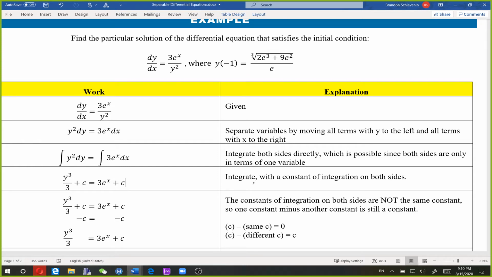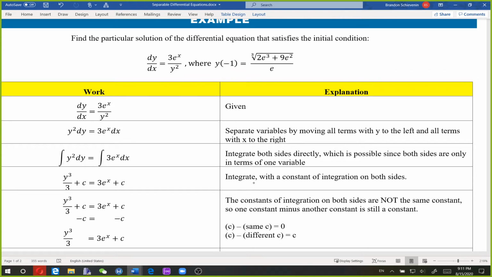We'll need to use other techniques later in order to do that, but for now, in order to integrate, I have to have everything within my integral be only one variable, which is what I've done here. On the left side I only have y's, and on the right side I only have x's. That means I can integrate them independently. I'm going to integrate y squared dy to get y cubed over 3 plus c using our power rule of integration.